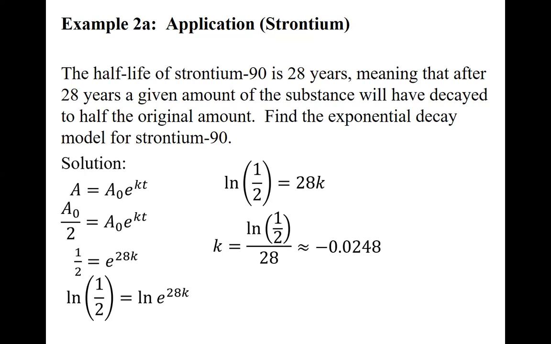Plug that and our A sub 0 into the original equation. We don't actually have a value for A or A sub 0, so the only thing we have here is our k. We leave t as t because t is what we would be plugging into this model. The important thing that we found was the k.